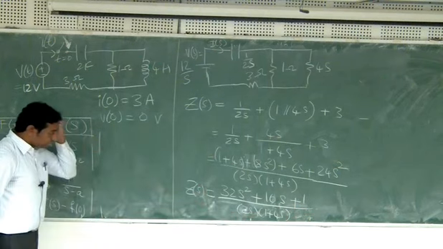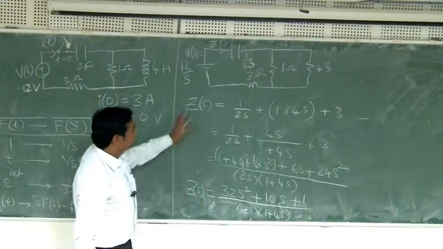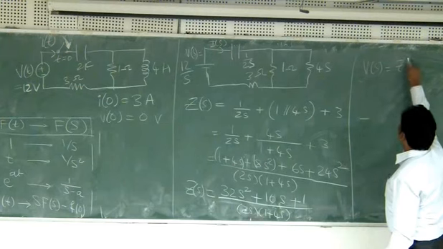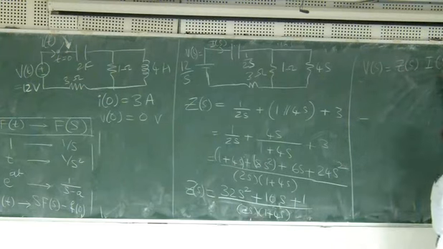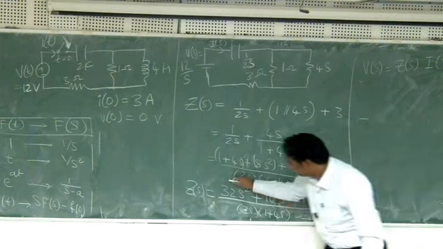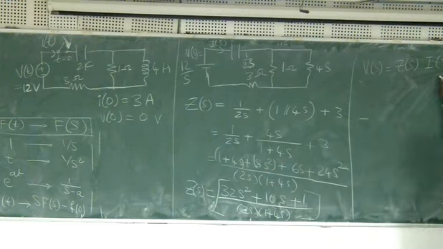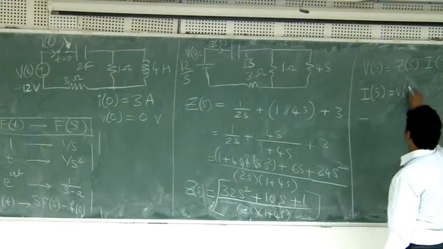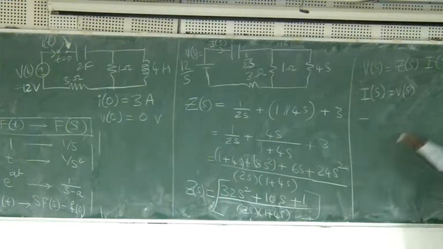What is this impedance doing? Ohm's law will still apply. So V of S equals Z of S into I of S. So this whole term will come here. So I of S is nothing but 1 by this. If I want to know what my current is, I'll just reverse this. So this is 2S, 1 plus 4S divided by 32S square plus 10S plus 1. I hope it's all correct.